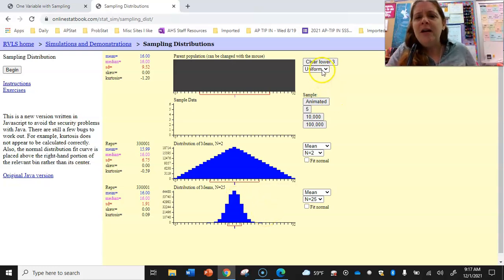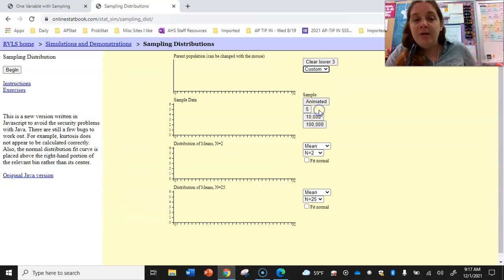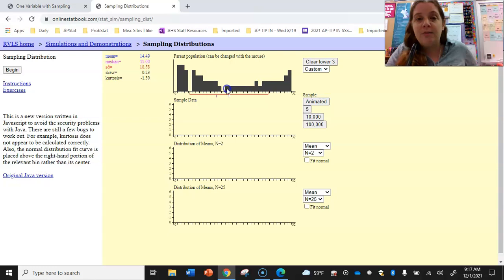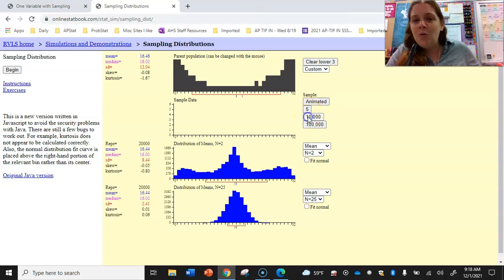And I'm going to go up here and I'm going to change this, and I'm going to make it one that is bimodal. All right, so this is a bimodal graph here. So here I have this bimodal graph that I have created. I'm going to take samples of size 2 and samples of size 25. Now, when I take samples of size 2, what I'm going to see is this incredible weirdness right here. Notice we have a peak at the bottom.